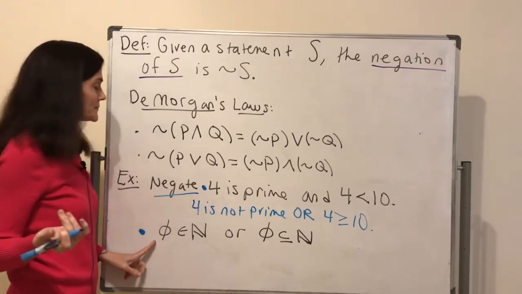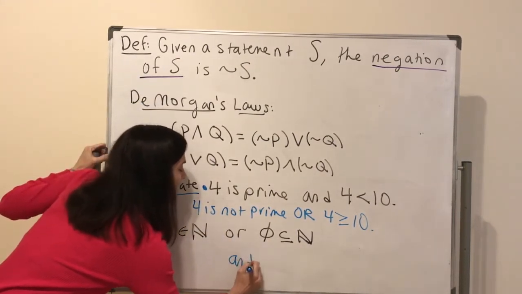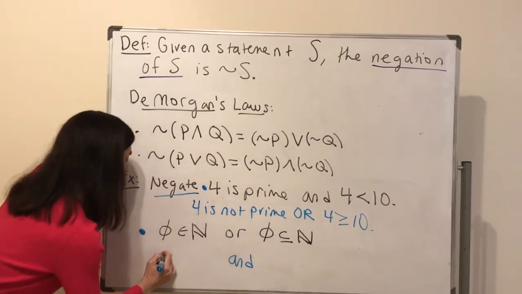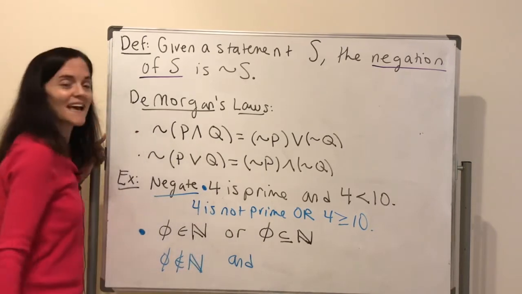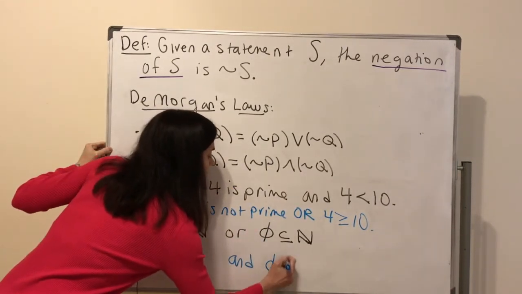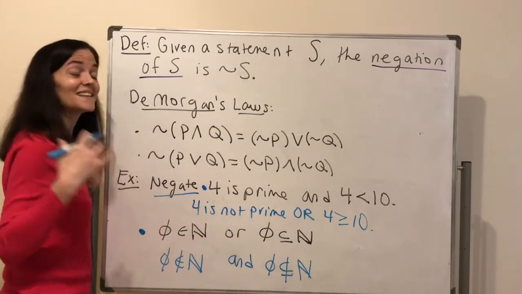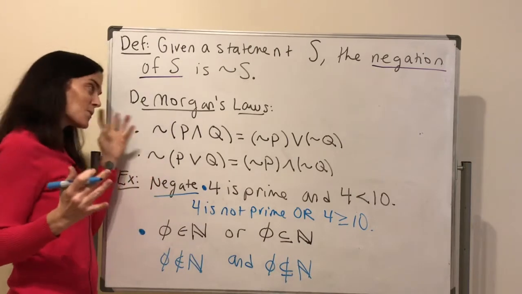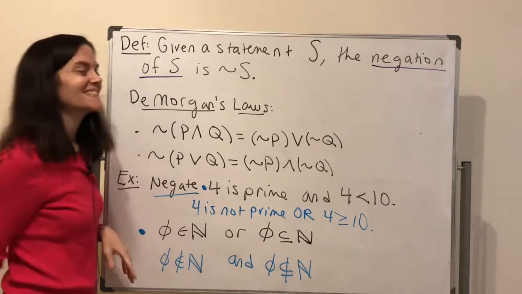Now here we have an or, it becomes an and, and then we just negate each of these. So this would say the empty set is not an element of natural numbers, and the empty set is not a subset of natural numbers. Okay? So both of these were De Morgan's laws for negating an or and negating an and.